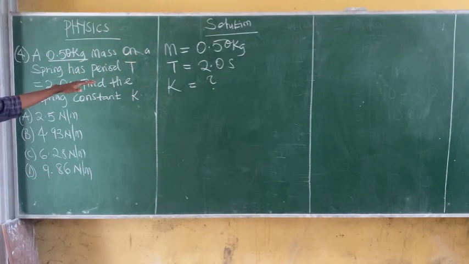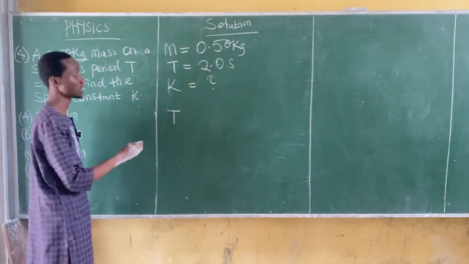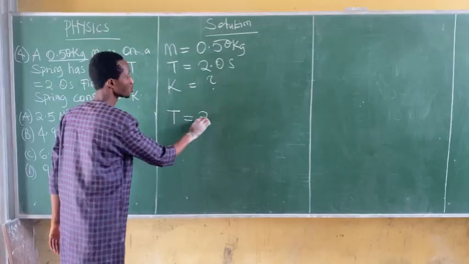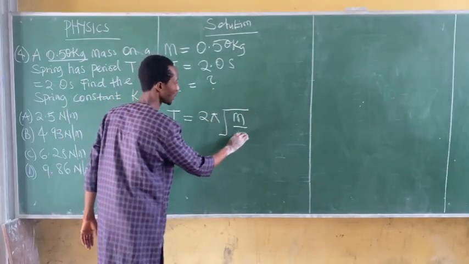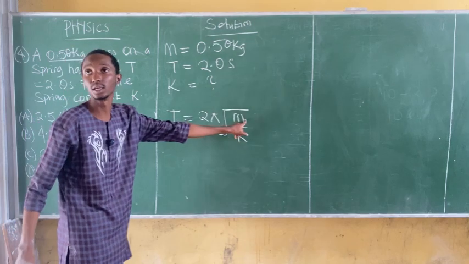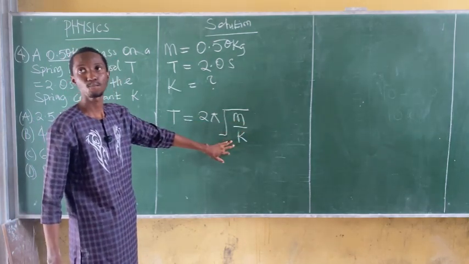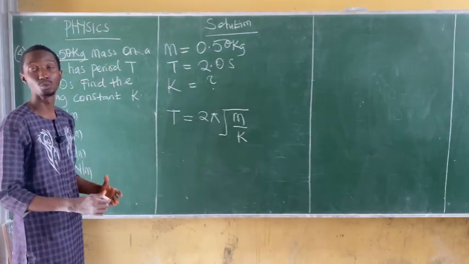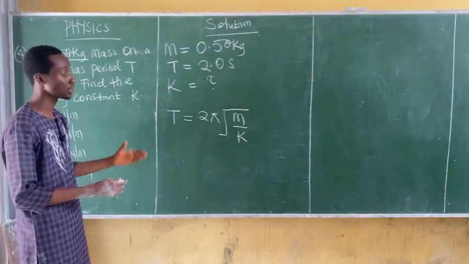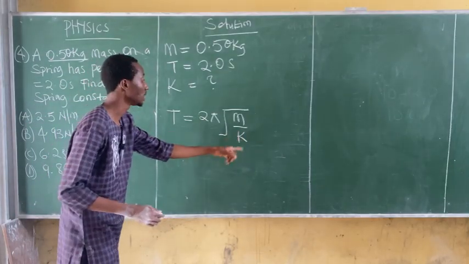Recall that the formula for the period of an oscillating body is T is equal to 2 pi square root of m over k, where m is the mass and k is the spring constant. Because the question says we should find k, we have to make k the subject of the formula, make it stand alone.